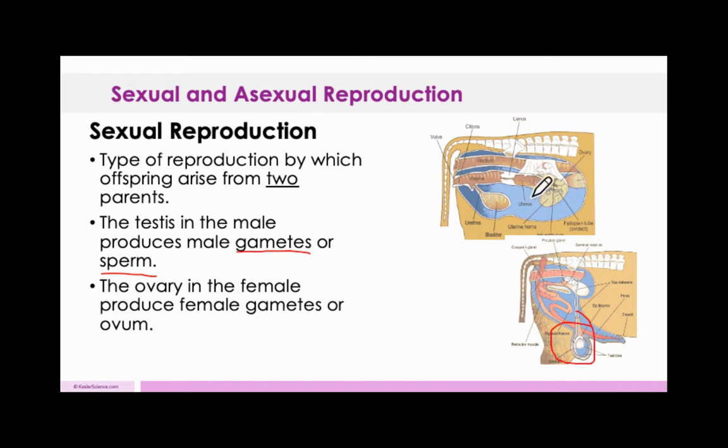With females, up here we have what's called the ovary. Ovaries are going to produce an ovum, also called an egg. Notice, both of these are called gametes. The gametes from males are sperm, and from females are ovum or eggs. These gametes, or sex cells, are formed by the process called meiosis.